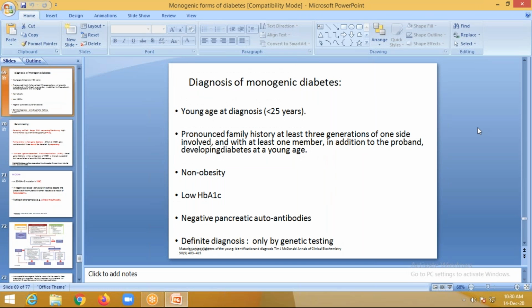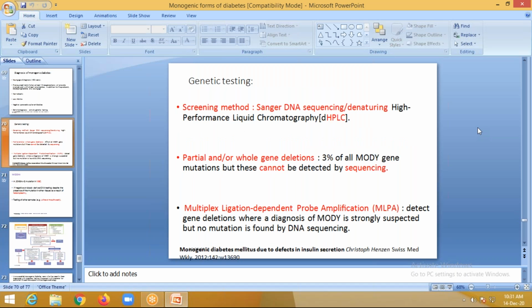Diagnosis, the brief one I'm telling you: usually they are less than 25 years with a family history. They are not obese with low HbA1c levels, and they have negative pancreatic autoantibody testing, and the definitive diagnosis is only by genetic testing. This is the summary of the monogenic form of diabetes, or MODY.